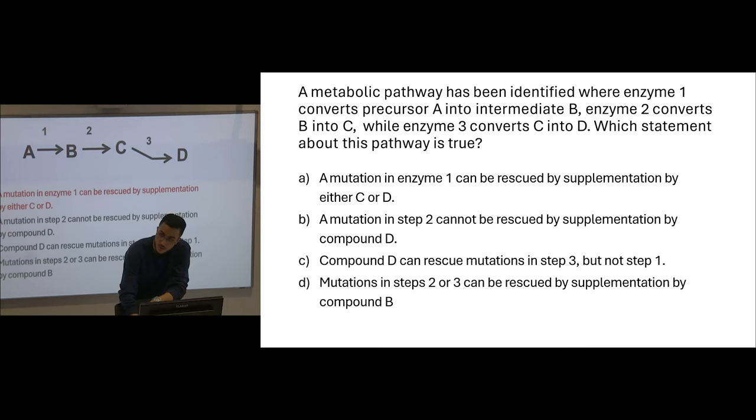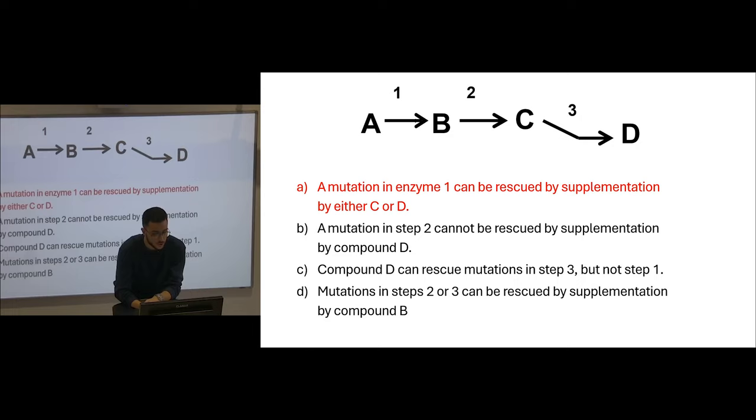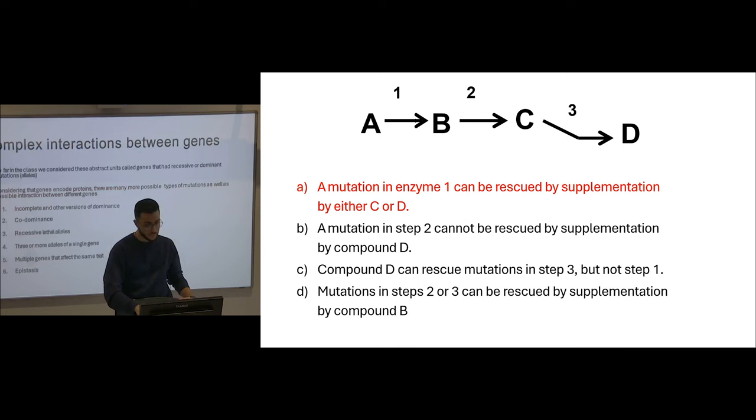So when you get a question like this, just put the pathway together on paper, and then you can answer the question from there. So if you mutate 1, that means you can't produce B, but you can still produce C and D. So then you can rescue this by supplementing either C or D, okay? Or B, yeah, just not in the answer there. Make sense? Okay, good.